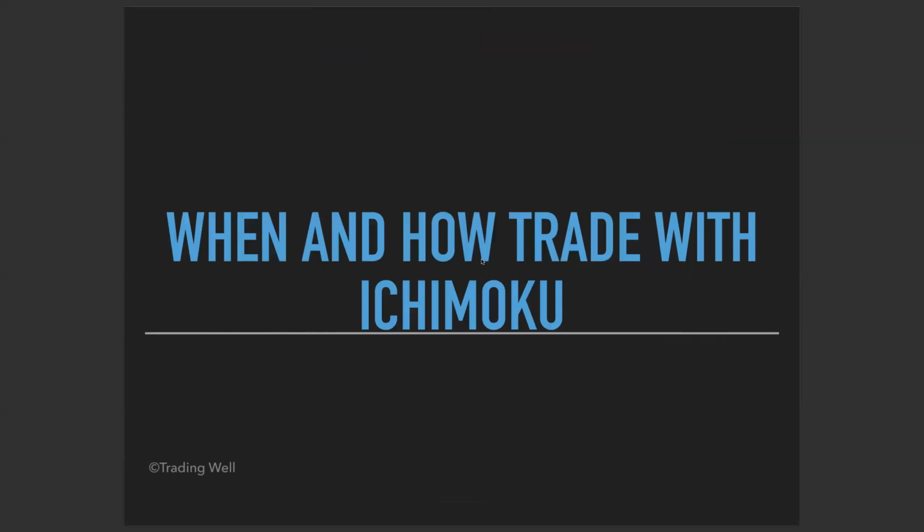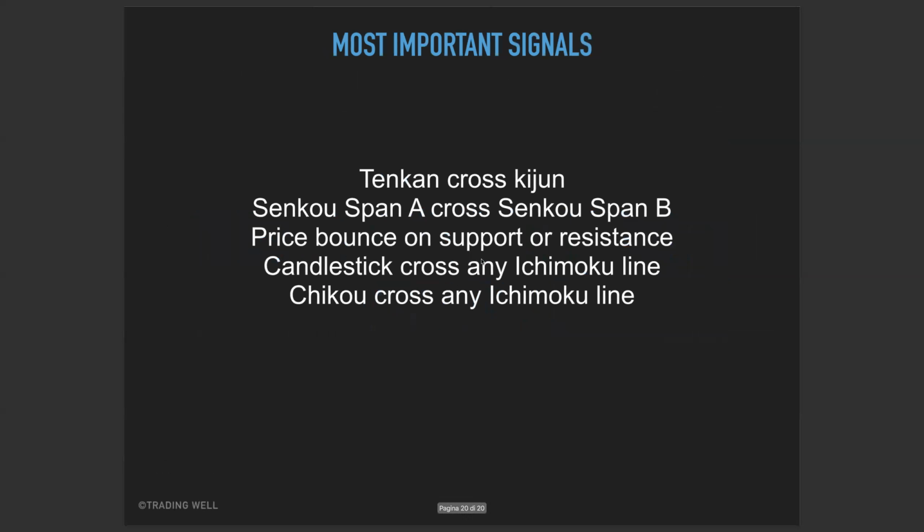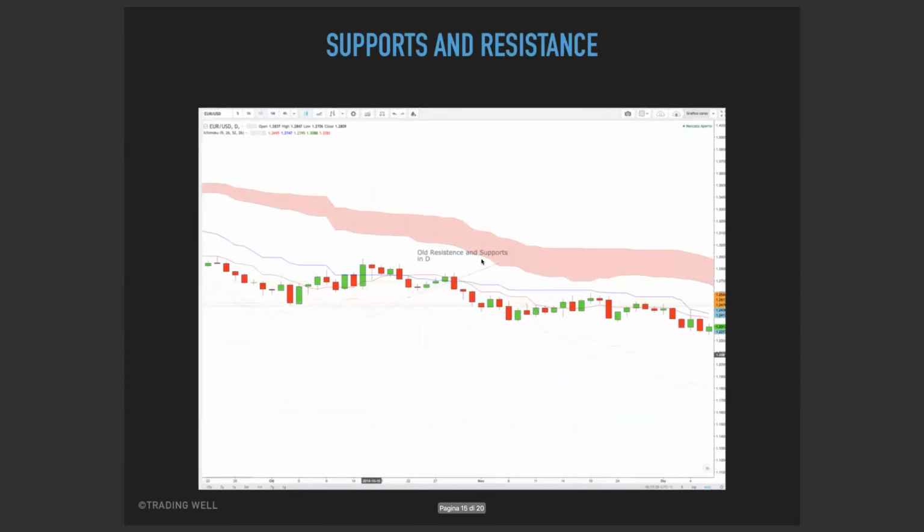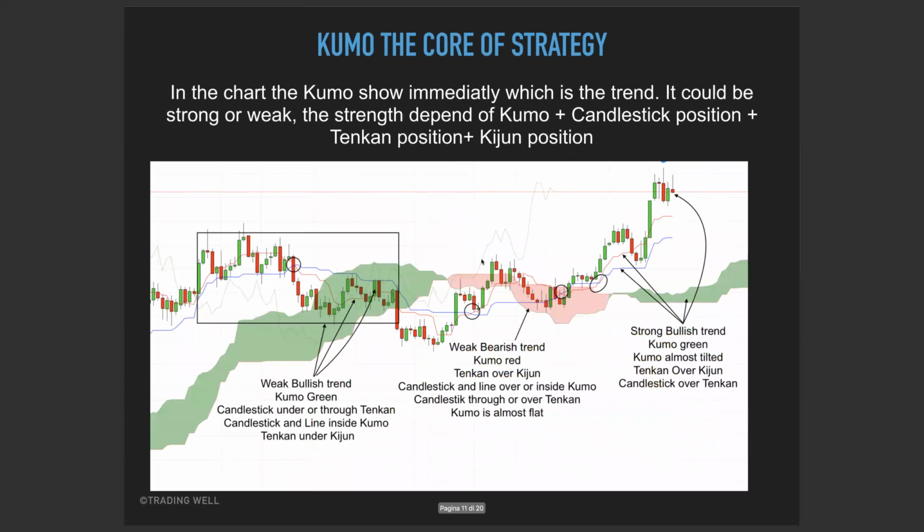So when and how trade with Ichimoku? The most important signals are Tenkan cross Kijun, Senkou span A cross Senkou span B, price bounce on support or resistance, the candlestick cross any Ichimoku line, and the Kumo cross any Ichimoku line. Like in the first picture, like here.